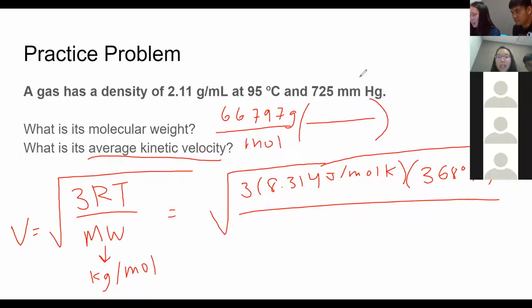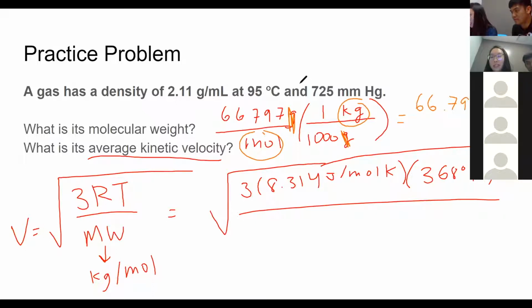So we want kilograms, right? So what's going to be on the bottom? Grams on the bottom and kg on top. We know 1,000 grams is in 1 kg. Grams will cancel out and we'll be left with kg over moles. So we divide this number by 1,000 and we get 66.797 kilograms per mole. So we plug this number in here.